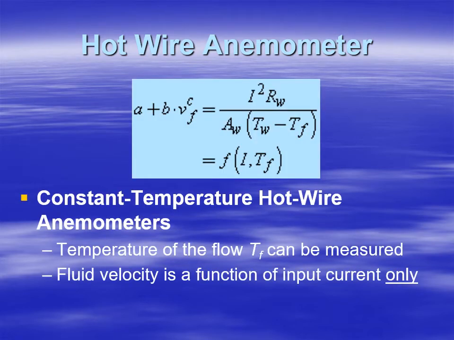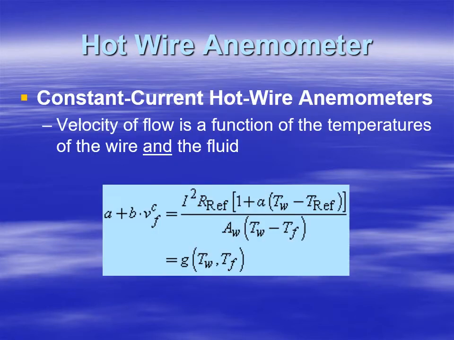Constant temperature hot wire anemometers, of course, require also the ambient temperature, in other words, the still air temperature, not just the temperature of the wire. So you have to take the difference between those two. And as we said before, current determines the fluid velocity. We measure the current and we figure out from that the fluid velocity.